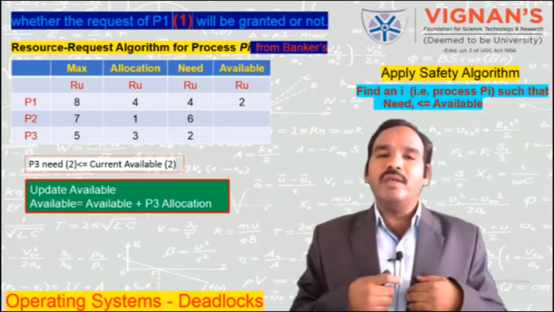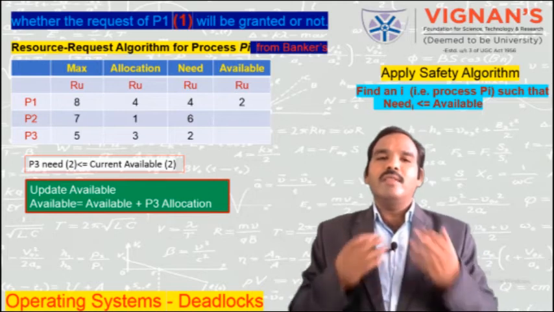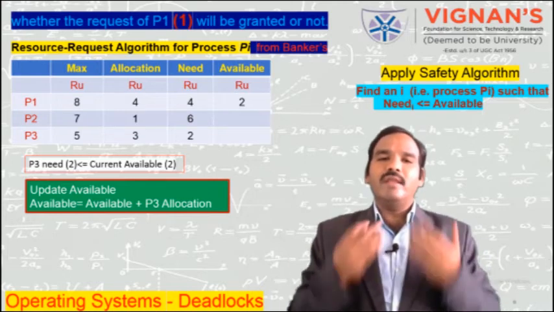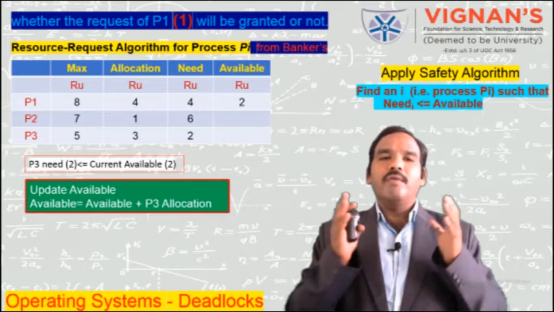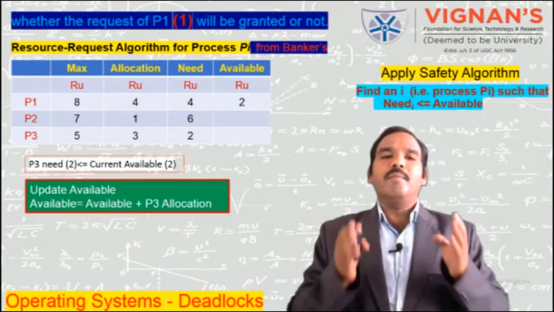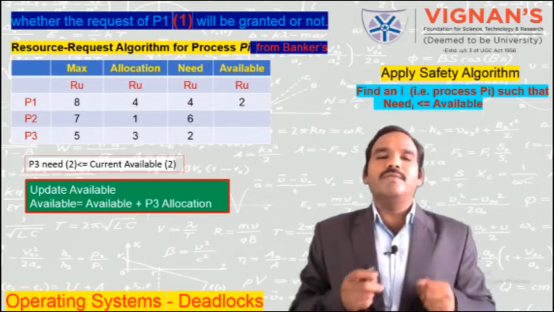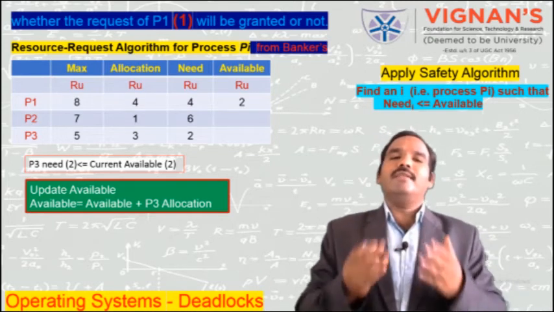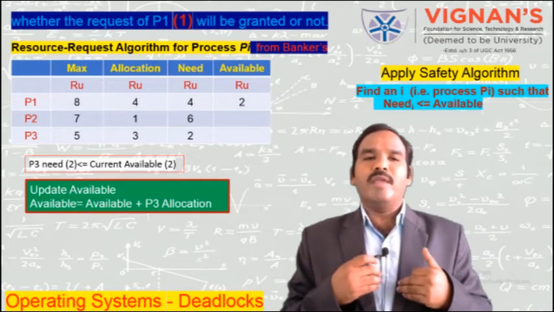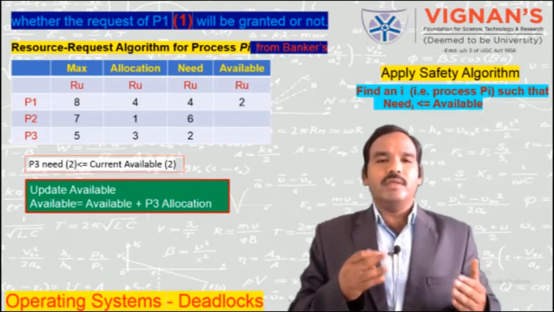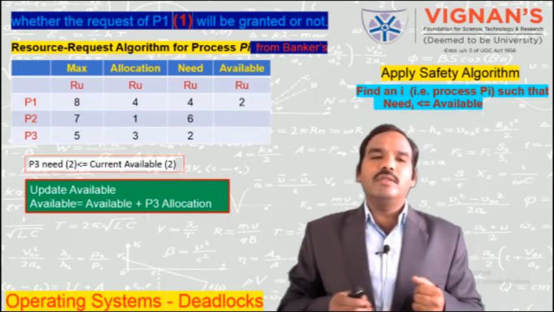But the problem here, to use this algorithm in the operating system to avoid the deadlock, is that every process must give the maximum claim prior to its execution. That is the only difficult issue here. If you get that maximum claim before the start of every process, definitely you can use this algorithm.